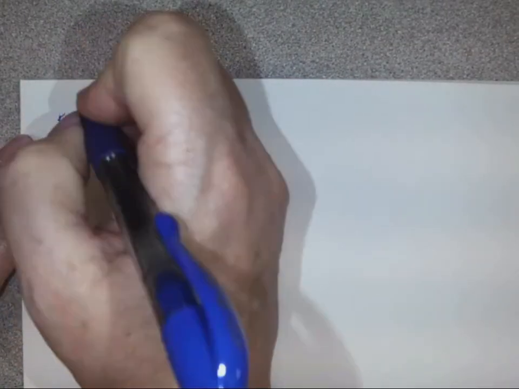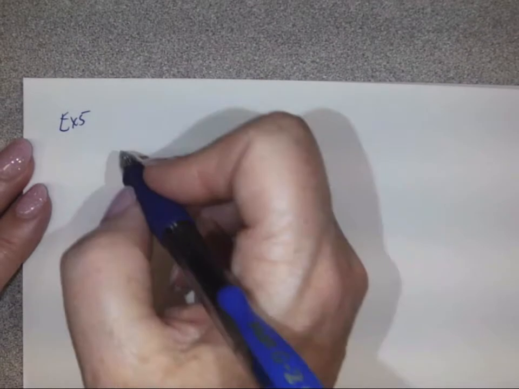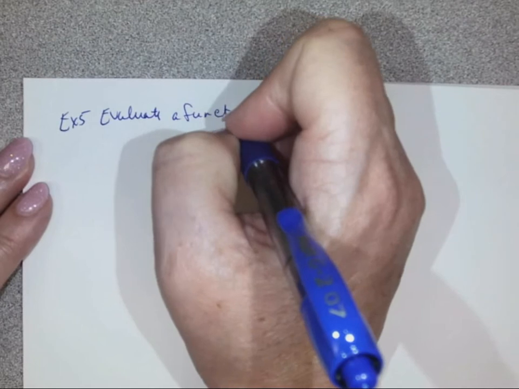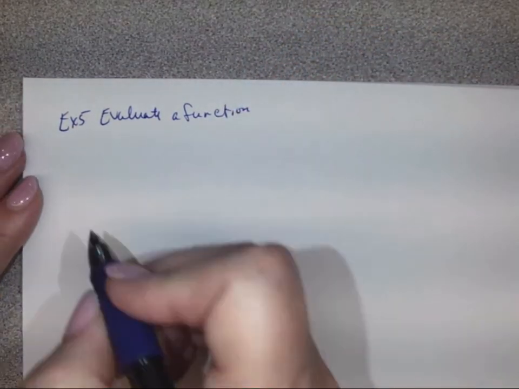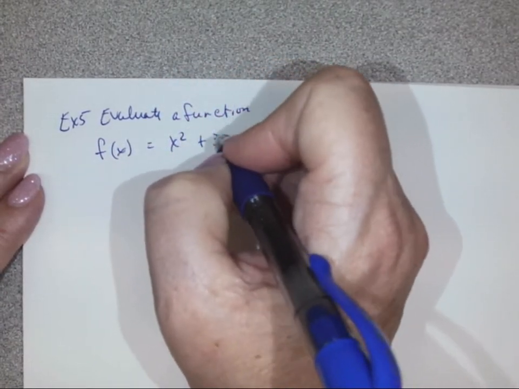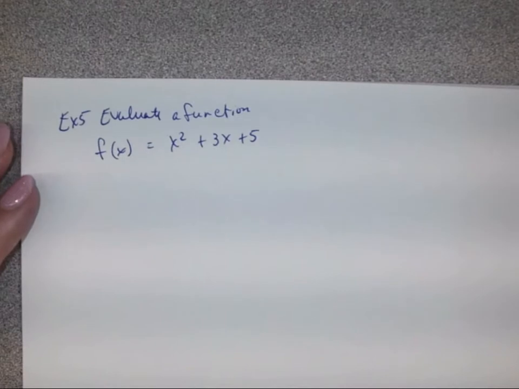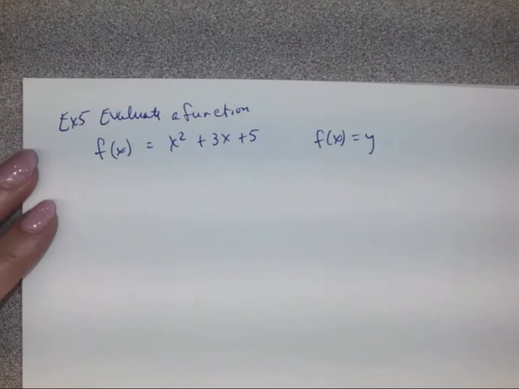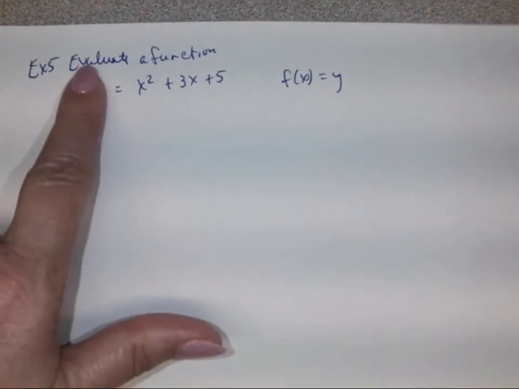All right, so let's go look at another example. So example 5. So in example 5, we are going to evaluate a function. So if we look at the function of f of x is equal to x squared plus 3x plus 5, remember that f of x is the same thing as y. So whenever we're looking at an f of x, it's just like y is equal to.